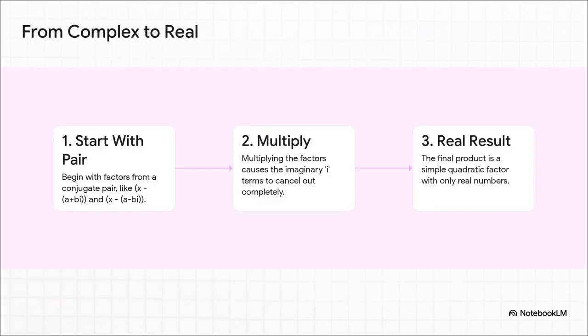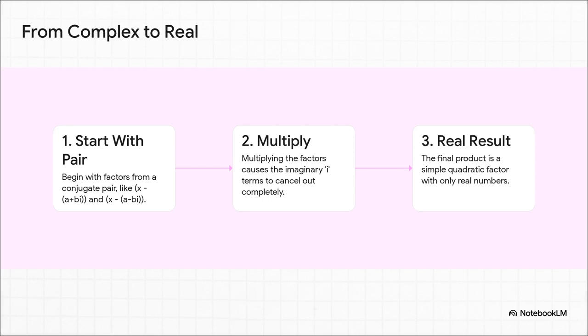Okay, now this is where the magic really happens. Let's just walk through this for a second. First, you take a conjugate pair and you write them out as factors. So you have x minus our first root and x minus our second root. When you multiply them together, and yeah, it takes a little bit of algebra, something pretty incredible happens. All the terms that have i in them perfectly cancel each other out. And what you're left with is a nice, clean quadratic factor with only real numbers.